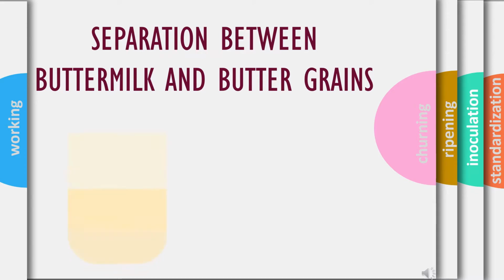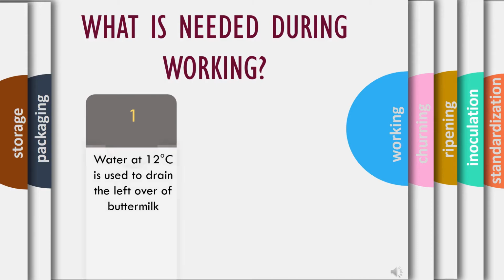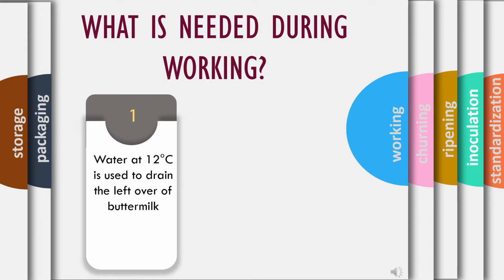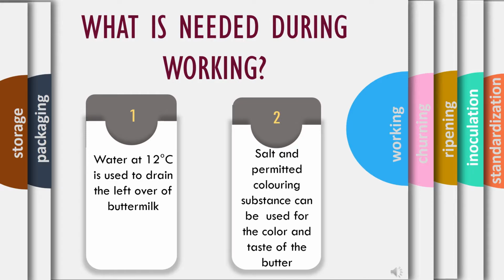As you can see, we can separate the buttermilk and butter grains using the churning process with the optimum condition. And then, we will proceed to the working process. Salt and water will be used during the working and standardization process. Water at 12 degrees Celsius is used to drain the leftover buttermilk from the churning process.